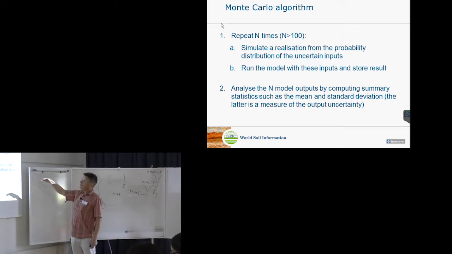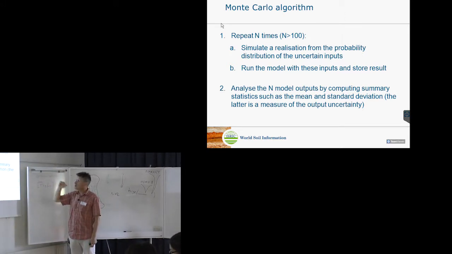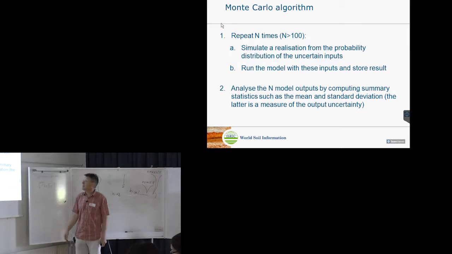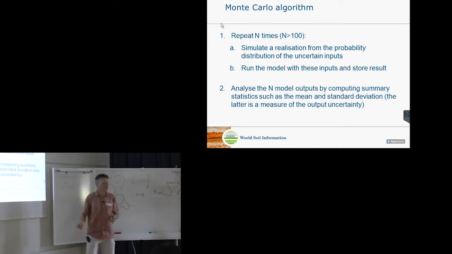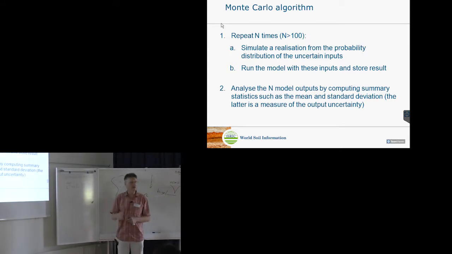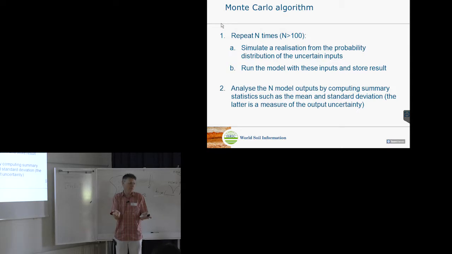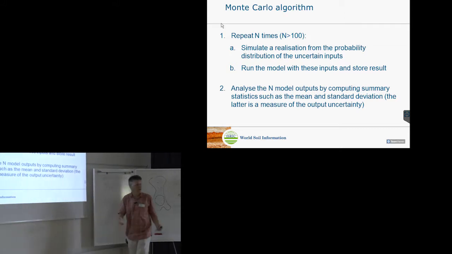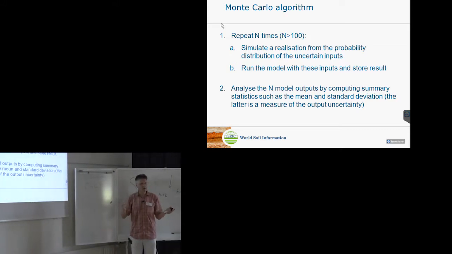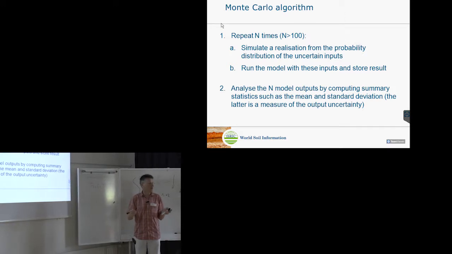But what do you do? You repeat many times, you simulate the realization of your uncertain input, you run your model and store the output. And if you've done that 100 times or more, you can analyze all those outputs by computing summary statistics, like the mean. Well, the mean is just, as before, the most likely value of your model output. But you will also, for sure, compute the standard deviation or maybe the 5 and 95 quantiles to get an idea about the uncertainty, the error in your model output.